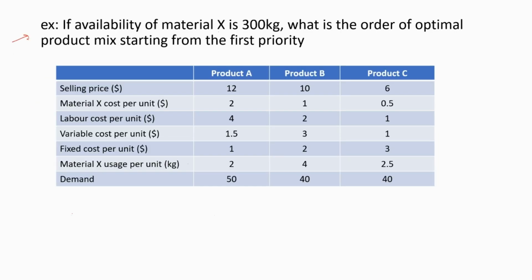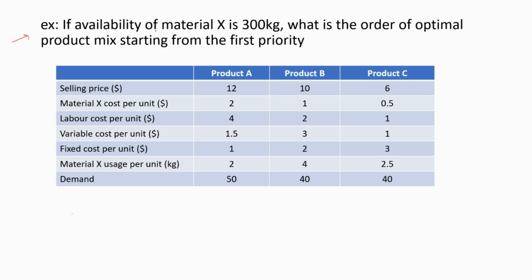Now let's do this example. If availability of material X is 300 kilograms, what is the order of optimal product mix starting from the first priority? They have given the data for product A, product B and product C. What we have to do first is identify whether there is a limiting resource or a limiting factor.